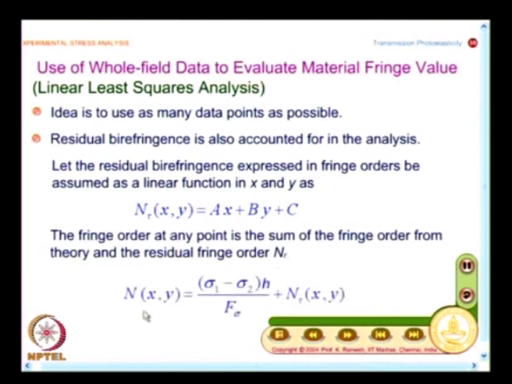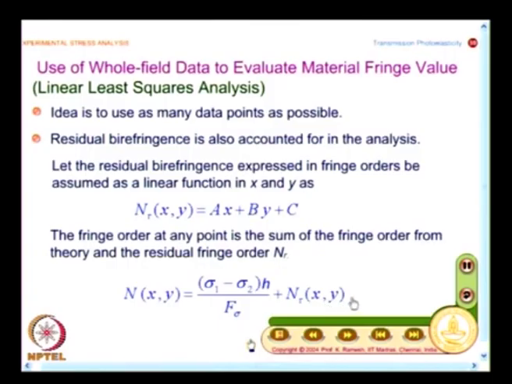So, if I have fringe order at a position (x, y), it will have 2 terms, one term contributed from your analytical expression, which is completely known. If I know the material stress fringe value and if I know the h, the value is known. Our focus is to find out f sigma, and you can find an expression from an analytical method for sigma 1 minus sigma 2, and to this we add at a point of interest a residual birefringence NR(x, y).